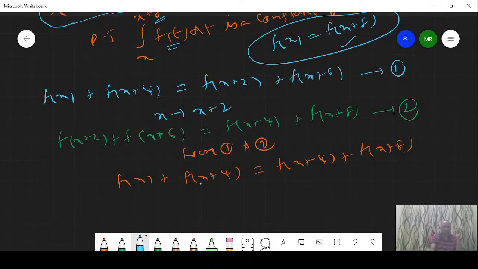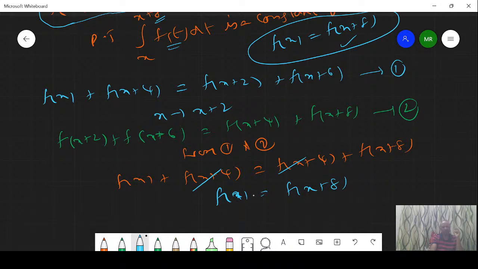So now I can eliminate this f of x plus 4. Finally I got f of x is equal to f of x plus 8. Correct, we got like this. So what is the meaning of this? When I got like this, f of x equal to f of x plus 8, correct?